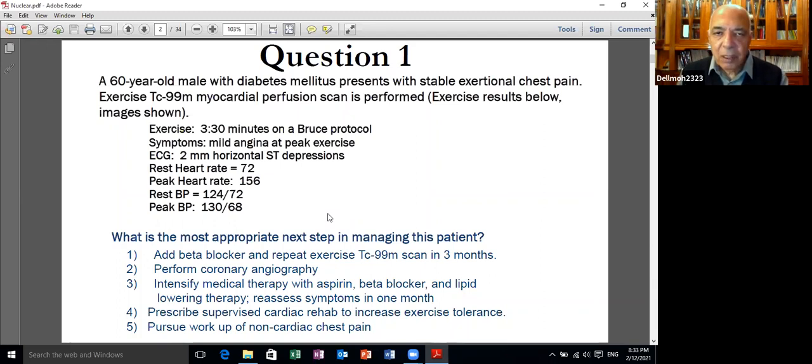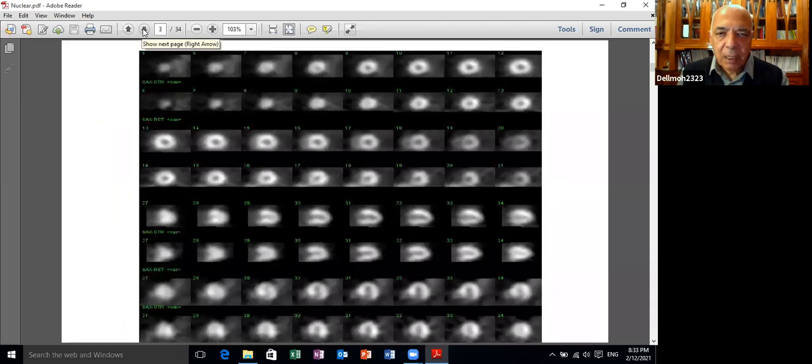This patient got a SPECT scan, and I will show you the picture, and I'll return. These are the pictures. As you see, we have 4 panels for the short axis. We have 2 panels for the vertical long axis, and 2 panels for the horizontal long axis. So look at this picture carefully, and then we will go back to the questions, and I will show you the picture again.